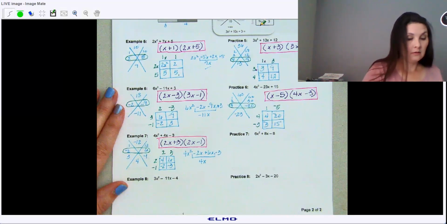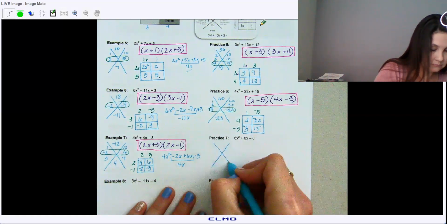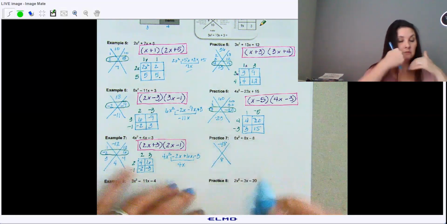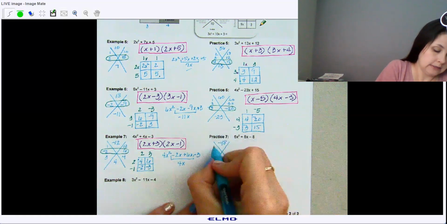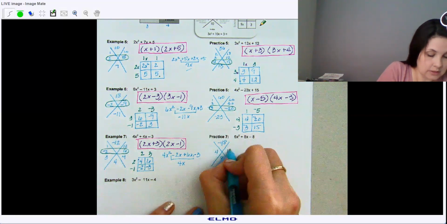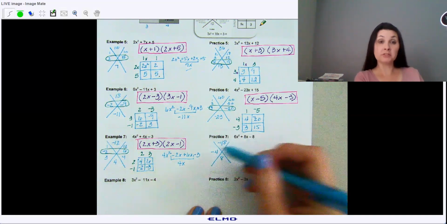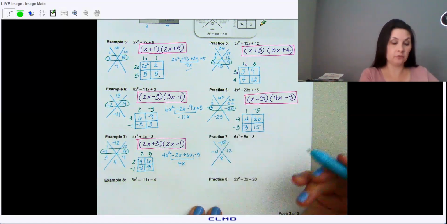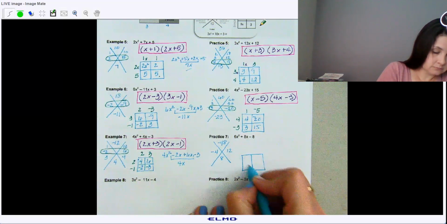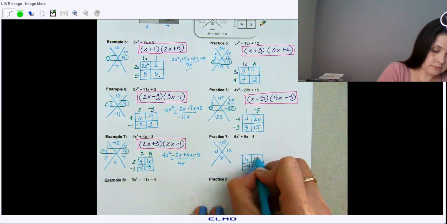Okay. Next one. Negative 8 times 6 is a negative 48. And then we have a positive 8. So let's see, we have 4 and 12. It works, 4 and 12. And our 4 is going to have to be negative, because 12 minus 4 gives you 8, or negative 4 plus 12 gives you 8. Negative 4 times 12 gives you negative 48. All right, 6 and negative 8, and then negative 4 and 12.